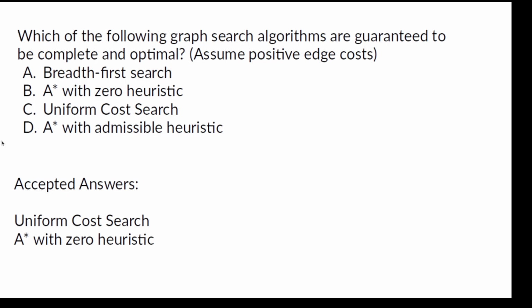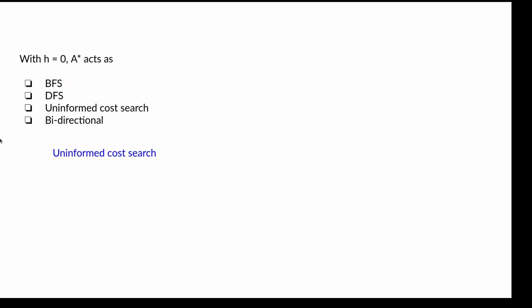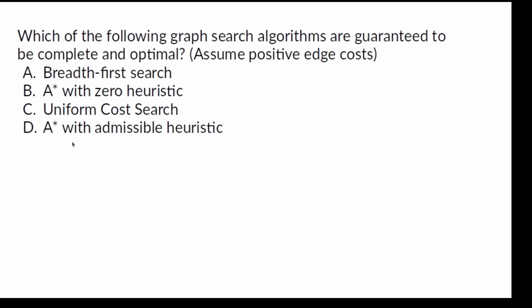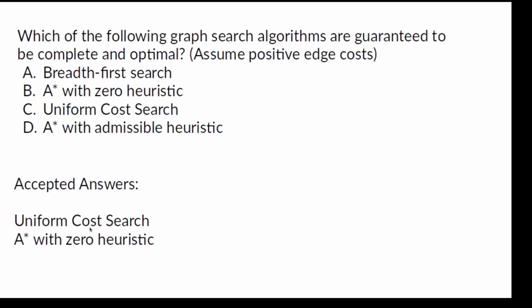A star with the zero heuristic, as we just discussed: if you are using A star with the heuristic 0, it is equivalent to uninformed search. If h equals 0, A star acts as BFS, DFS, uninformed. It is uniform cost search. So for this problem, options B and C would be correct: uniform cost search and A star with zero heuristic.